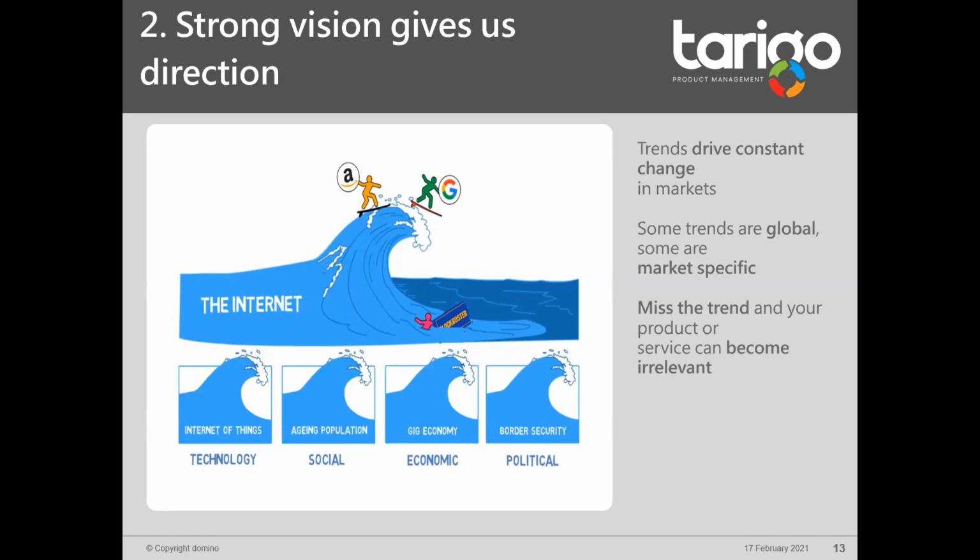Now, some organizations can ride the crest of that wave very, very well. A good example here is Amazon and Google. Undoubtedly they're at the crest of the wave. They are investing all the time in new ideas. They're managing to understand where these trends are going and move in the same direction.